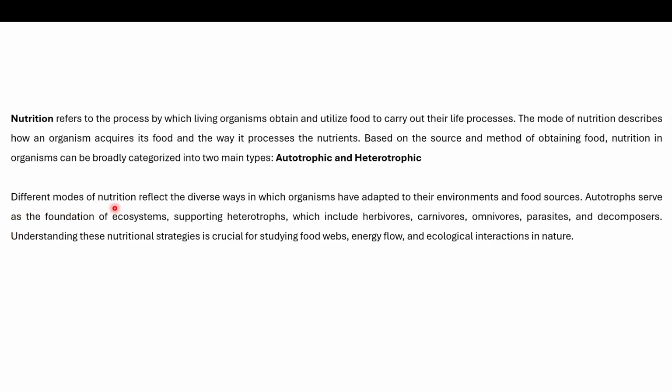Now, the different modes of nutrition reflect the different ways in which organisms have adapted to their environment and availability of food resources. So, autotrophs, auto means self, right? So autotrophs serve as the foundation of ecosystems, supporting heterotrophs, which include herbivores, carnivores, omnivores. So these are all examples of heterotrophic organisms: herbivores, carnivores, omnivores, parasites, and decomposers. Understanding these nutritional strategies is crucial for studying food webs, energy flow, and ecological interactions going on around us in nature.